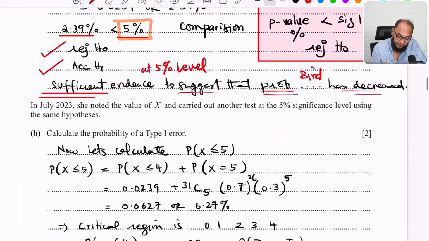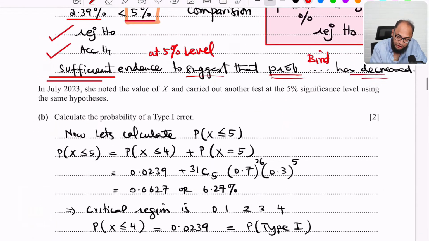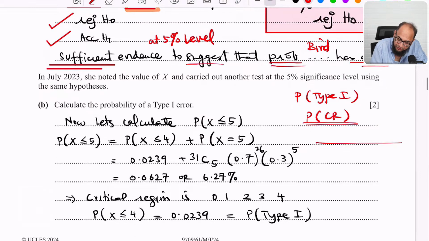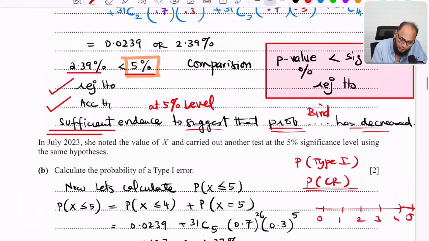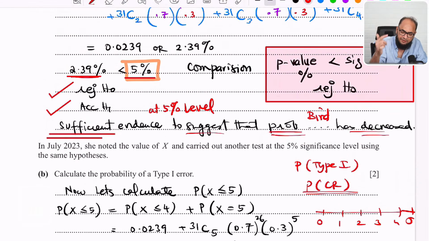The next one. In July 2023, she notes the value of X and carries out another test at the 5% level using the same. Calculate the probability of type 1 error. Probability of type 1 is basically the probability of the critical region. So we don't know what the critical region is. When we have a lower tail test, we have 0, 1, 2, 3, 4, we can have 5 or something like that. So now this is 2.39%. There is space till 5%.